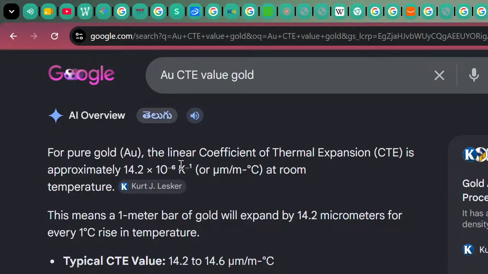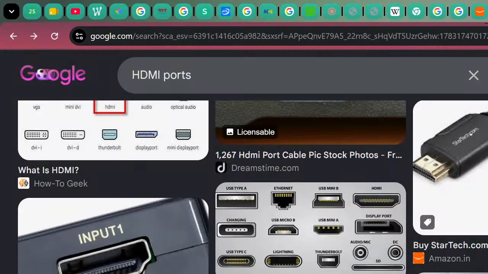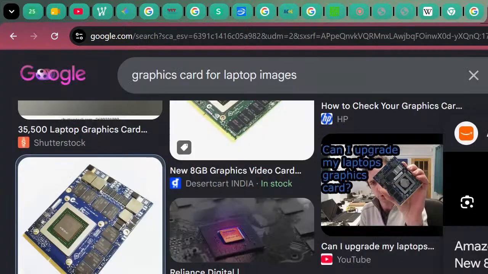Now I will show you one image about the ENIG finish, so then you can understand it very easily. I will show you the images. We have those images as well. If you just search on Google, you will get those images.